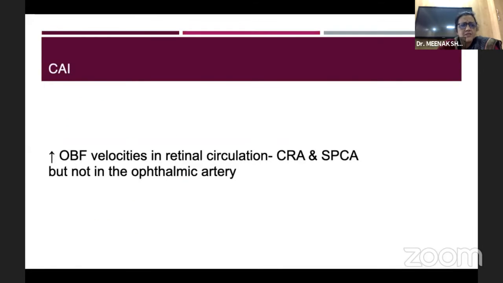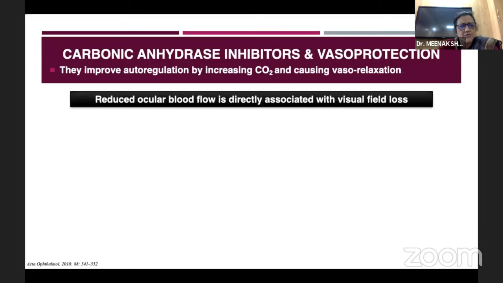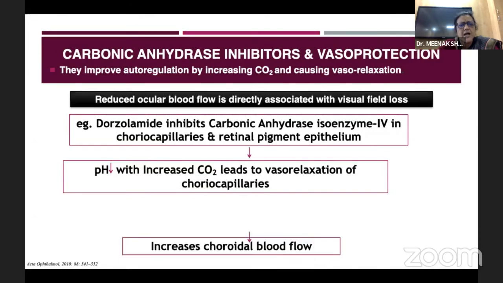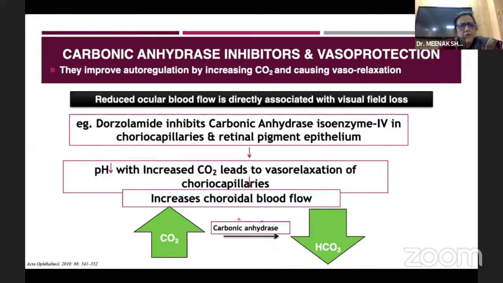The major focus of ocular blood flow has been seen that CAIs increase the blood flow velocities in the central retinal artery as well as the short posterior ciliary arteries, but not in the ophthalmic arteries. Carbonic anhydrase inhibitors do cause vasoprotection. They improve the autoregulation and also increase the choroidal blood flow.